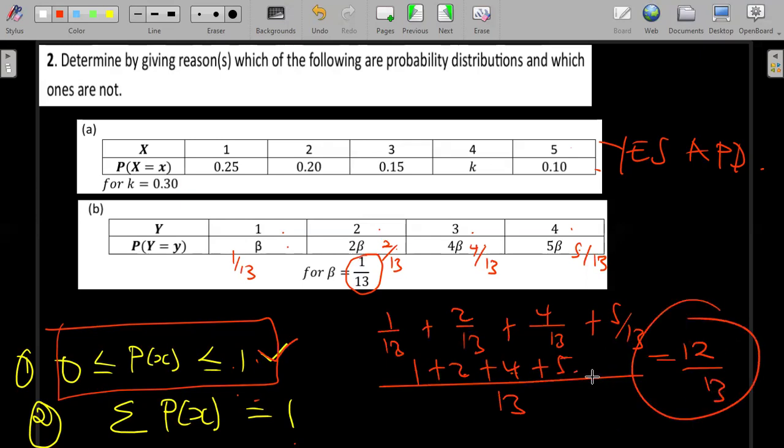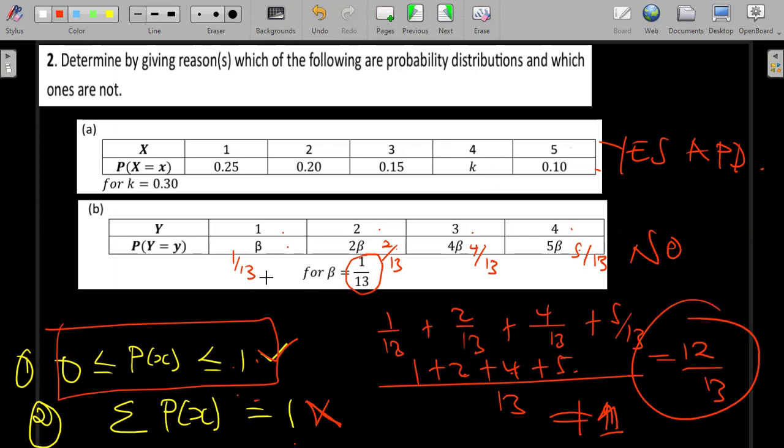We see that this one won't be equal to 1. Because the summation is not equal to 1, it's equal to 12 over 13, so that's 0.92 something. It's not equal to 1. We're going to say this condition, the second one, has not been met. So we're going to say no. The one on B is not a probability distribution function.